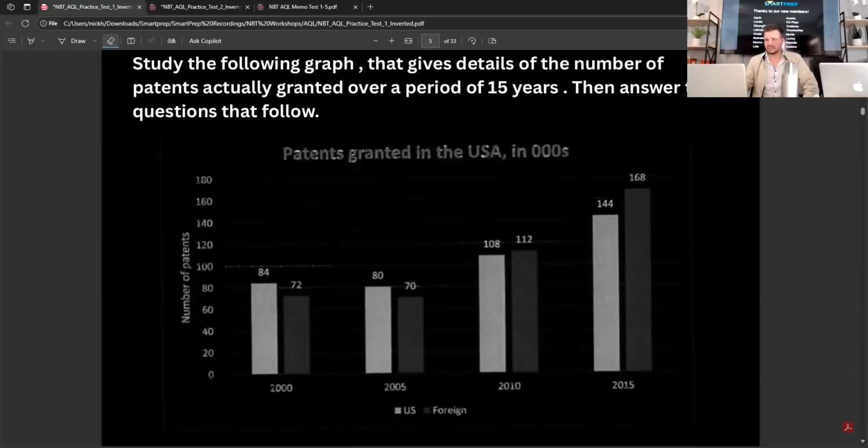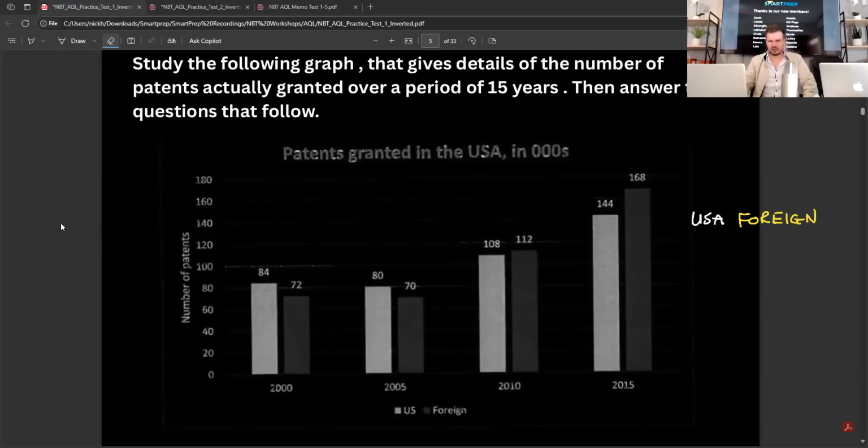What I'm going to do now is take down this data so that when we scroll down, we have the data. We have the USA in white, and we have the foreign patents, and we'll put that in a different color. We'll do that in yellow. Let's just take down the details.